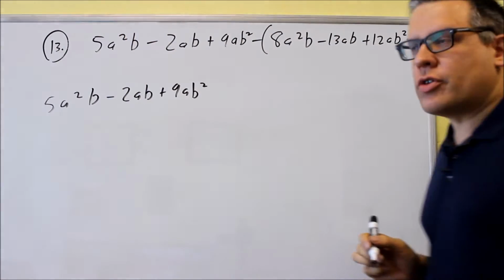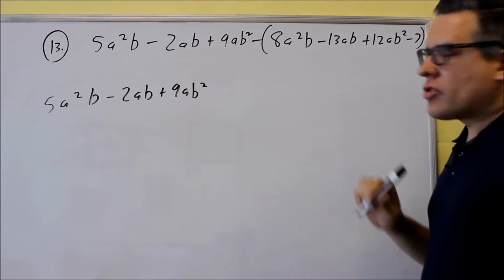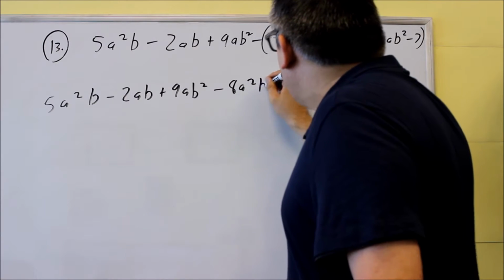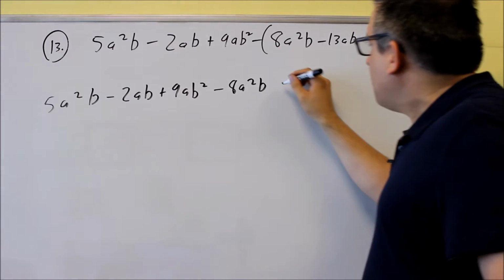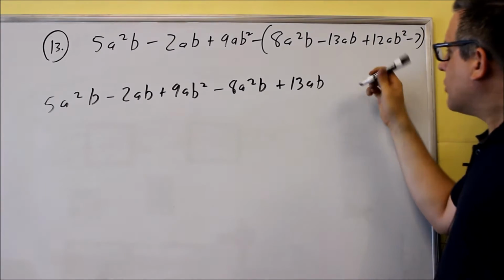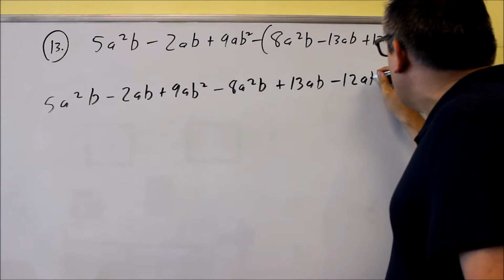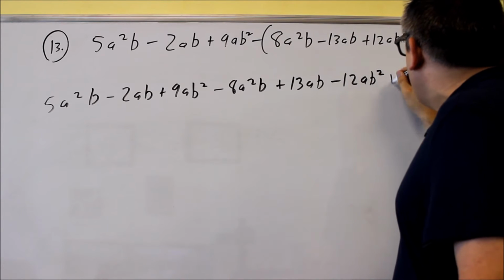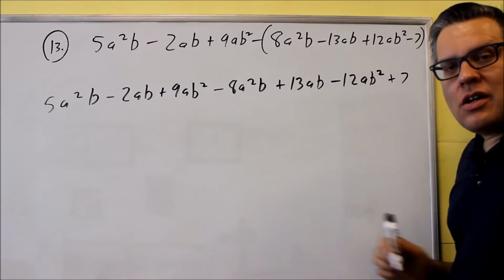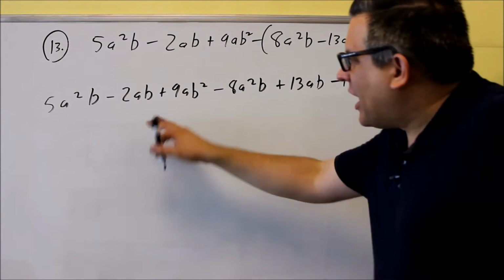Okay, so that's the first three terms. All these I'm just going to switch the sign because of the negative there. So I have negative a squared b, I have negative plus 13ab. Negative times a positive, I get negative 12ab squared. Negative gives you plus.